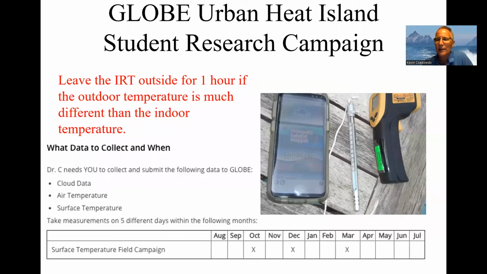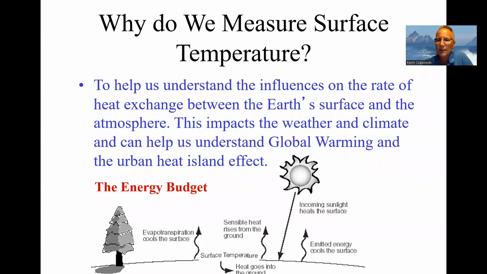Now the intensive field period is going to be in October, December, and March. My understanding is you're going to do this in September, and that's great. Any time of the year is wonderful. And just a little bit about the surface temperature. We're going to do surface temperature, air temperature, and clouds as the observations. That's what I like to do for urban heat island.